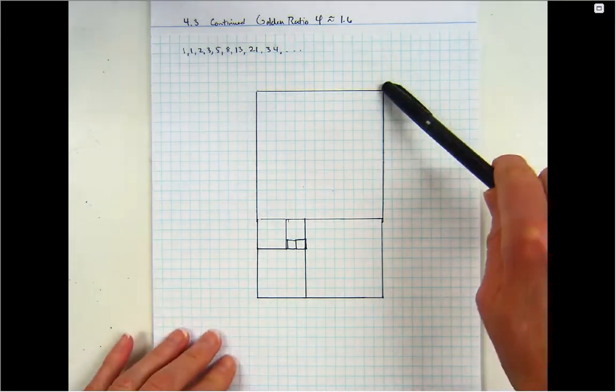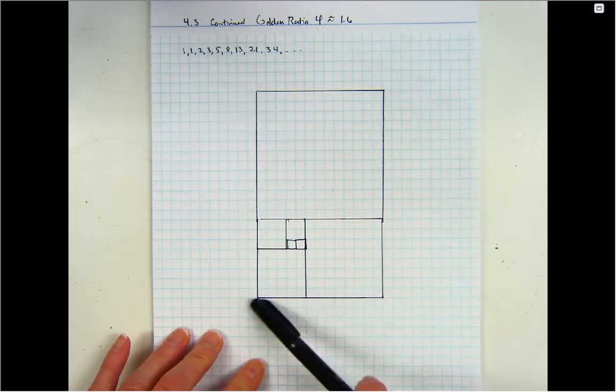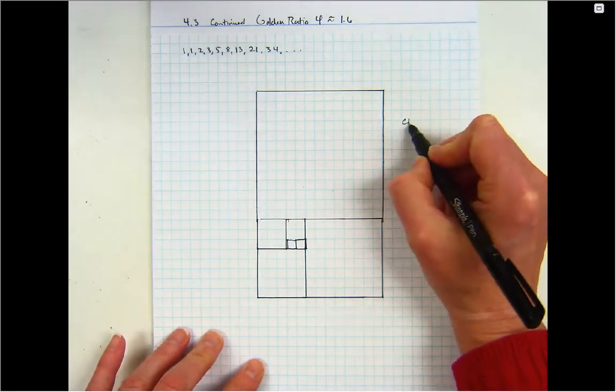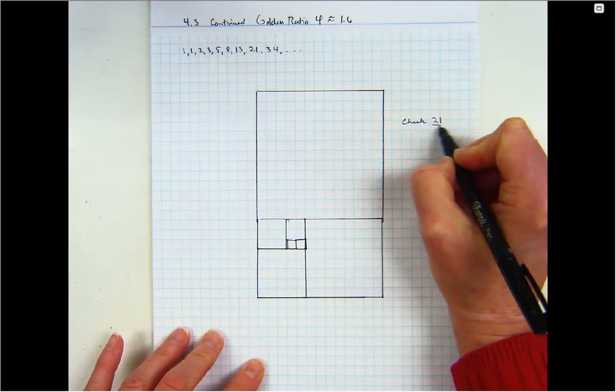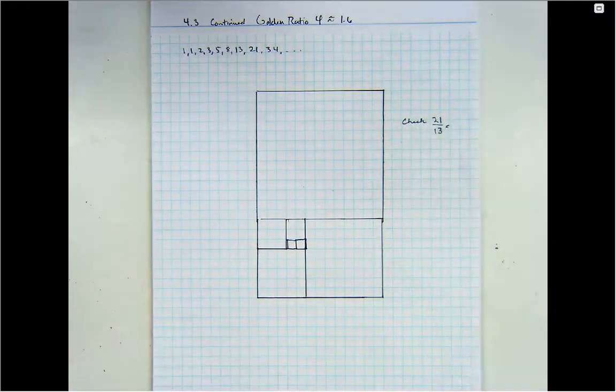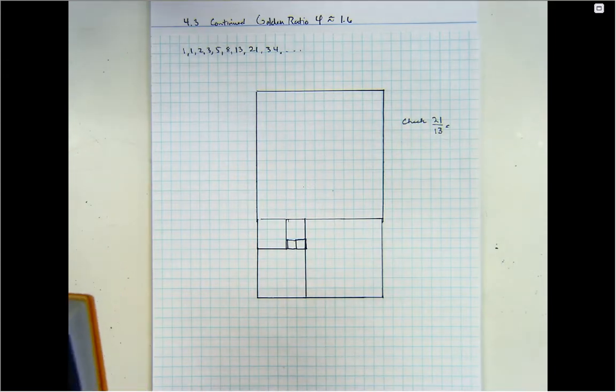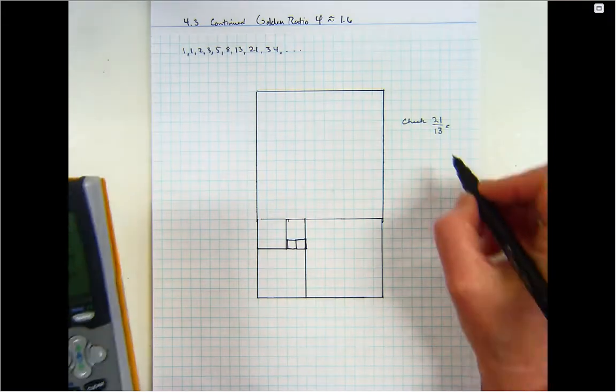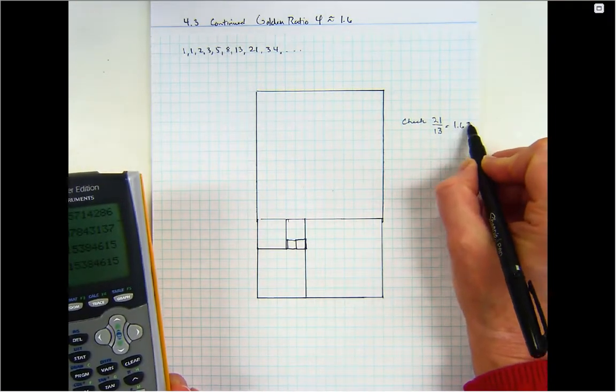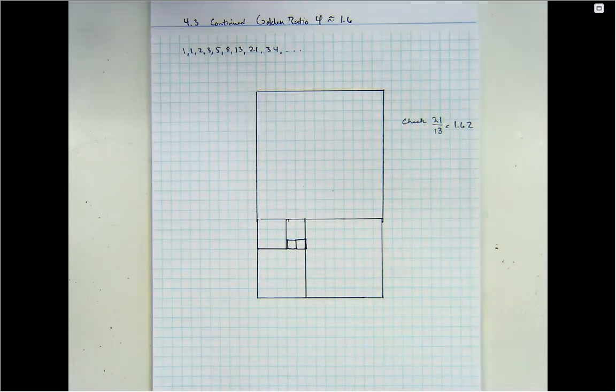So now we're up to 21 tall by 13 wide. And if we kept going, we get even closer to phi. So we can make a golden rectangle as large as we want by continuing this process. So let's just check. 21 divided by 13, 1.62. And I was measuring 21 squares tall by 13 squares wide. That's how I measured that length.